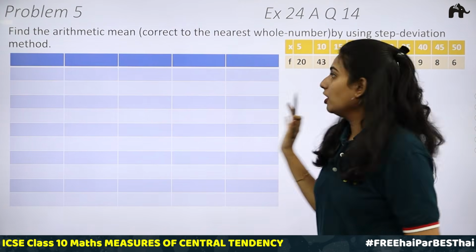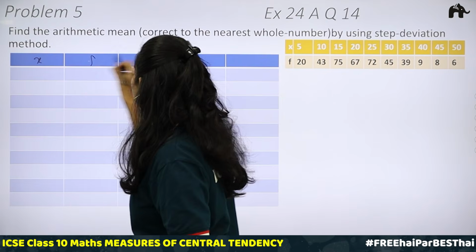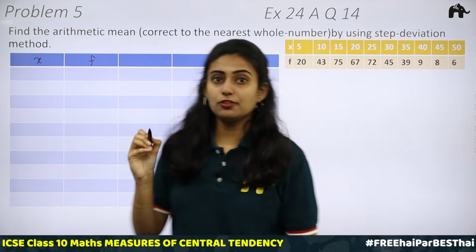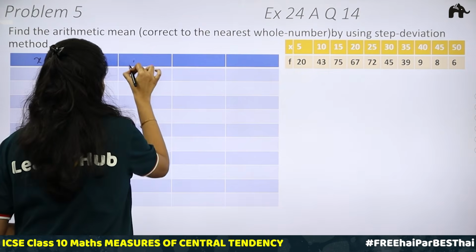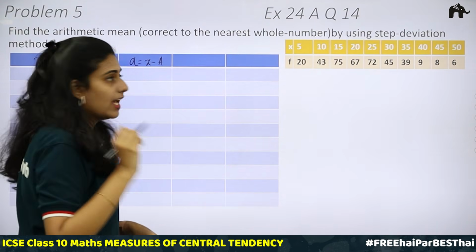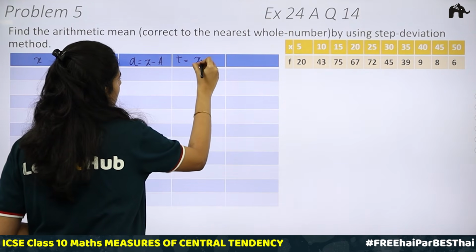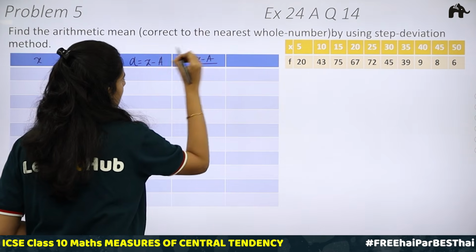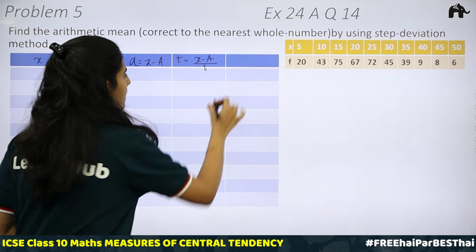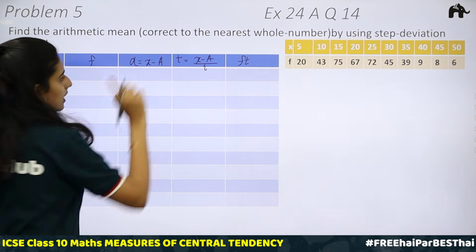In the table, what all do you need? Here, first you need X, then the frequency F. After getting F, we need to find the deviation. Deviation D is equal to X minus A, where A is the assumed mean. Next, we will be finding T. T is equal to X minus A divided by I. And then finally we'll find Ft, frequency into T.